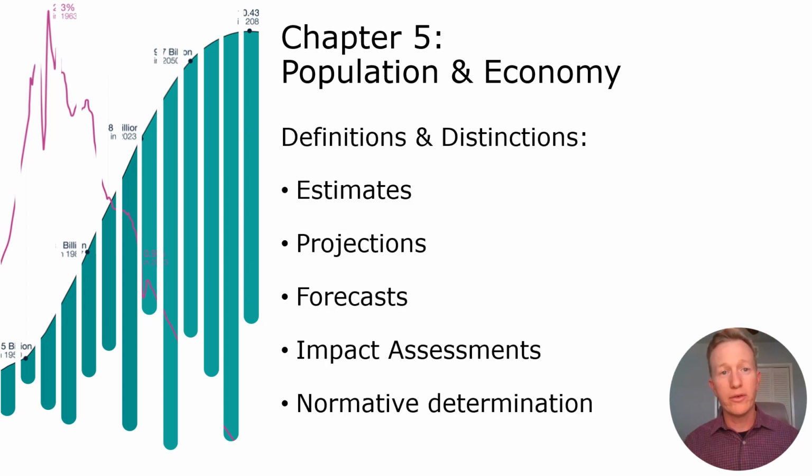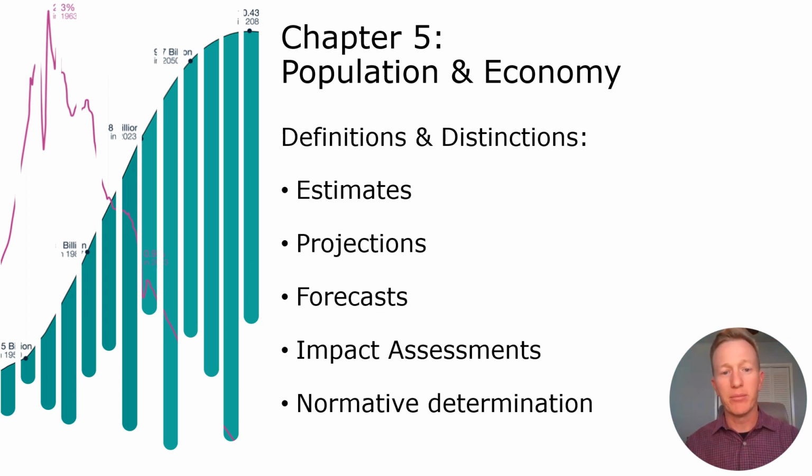So let's go over some definitions and distinctions. Sometimes people use these words as synonyms and they're not. They're quite distinct. So let's go through them. The first one is an estimate. I think we all kind of know what estimates are. Estimates from a population and economics perspective are all looking at the past or present levels. This is not a forecast. Estimates are looking at past figures or present figures. Sometimes you'll need to use projections to determine an estimate of today's population.